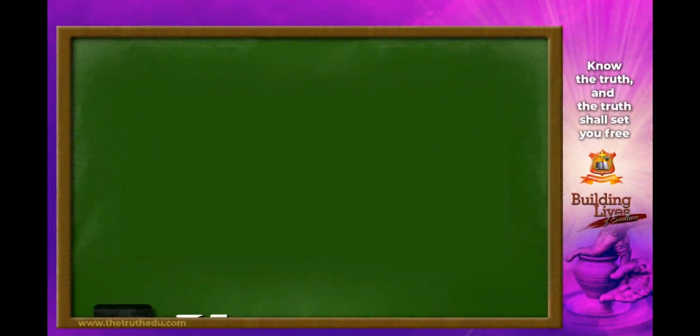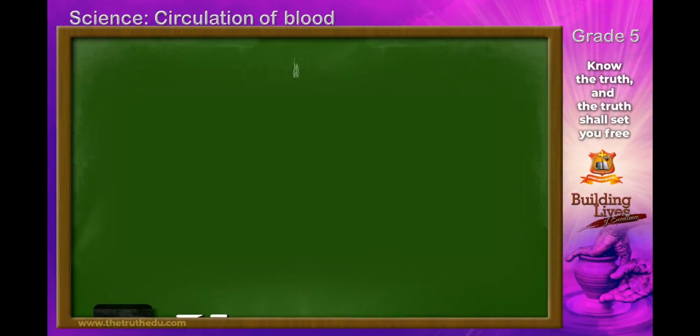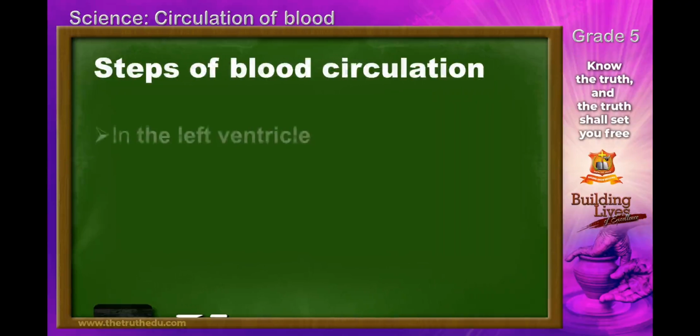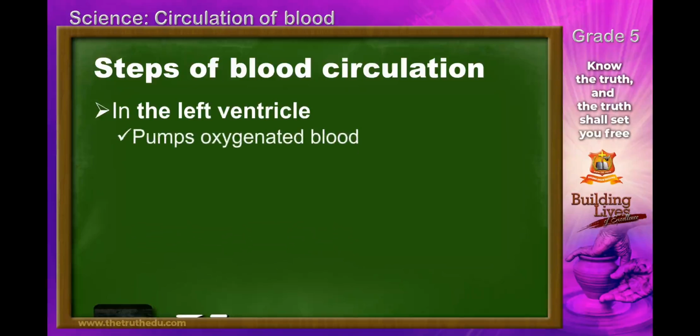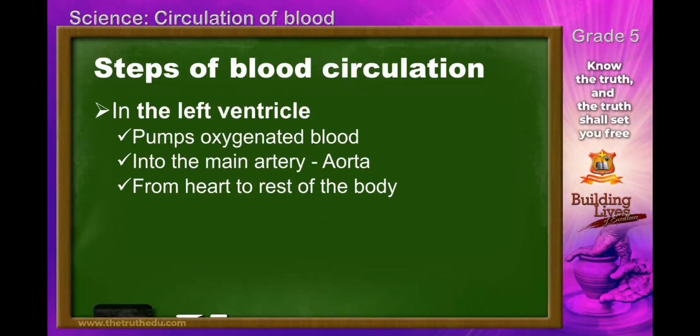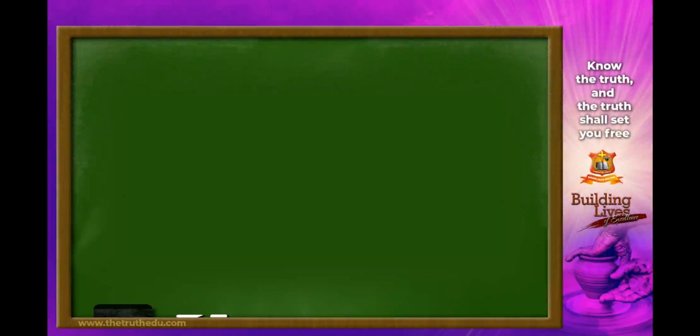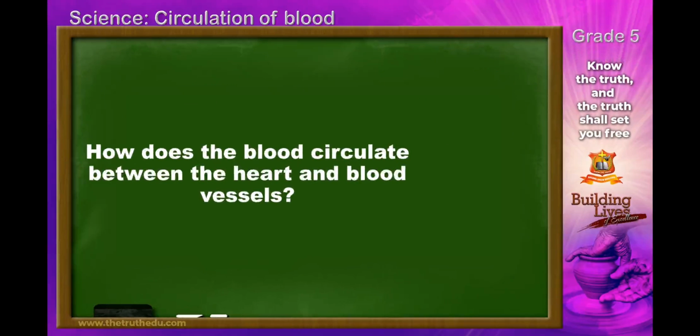And now we'll look at the fourth step. In the fourth step, we'll look at what happens in the left ventricle. In the left ventricle, the oxygenated blood is pumped back into the main artery, that is the aorta. And this main artery takes the oxygenated blood to the rest of the body from the heart. Now the question is, how does the blood circulate between the heart and the blood vessels?